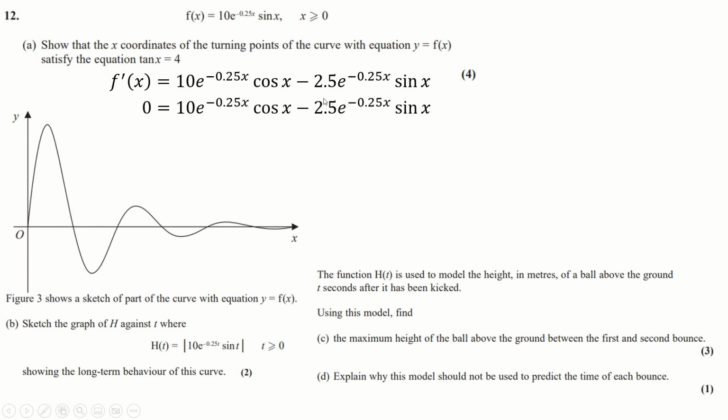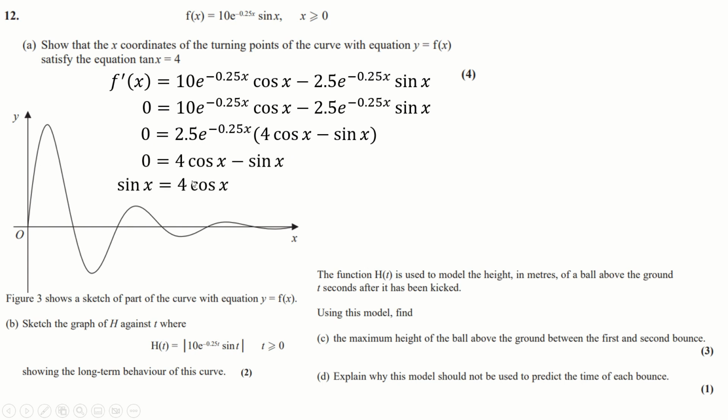We can factorize out, I think I factorized out 2.5 and the e to the minus 2.5x here. I did. 2.5 times 4 is 10. Factorized out that, leave behind this. Now, exponentials can't be 0, which means this bit must be the bit being 0 to make this product 0. So we get this as 0. Add sine x, divide by 4. Sorry, add sine x and then divide by cos x, and you end up with what they want you to get.